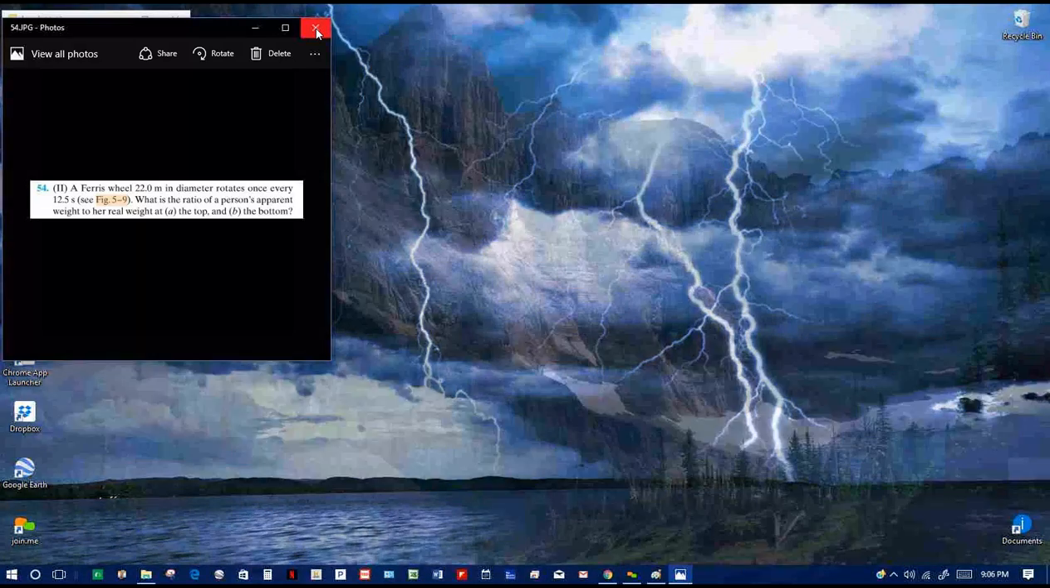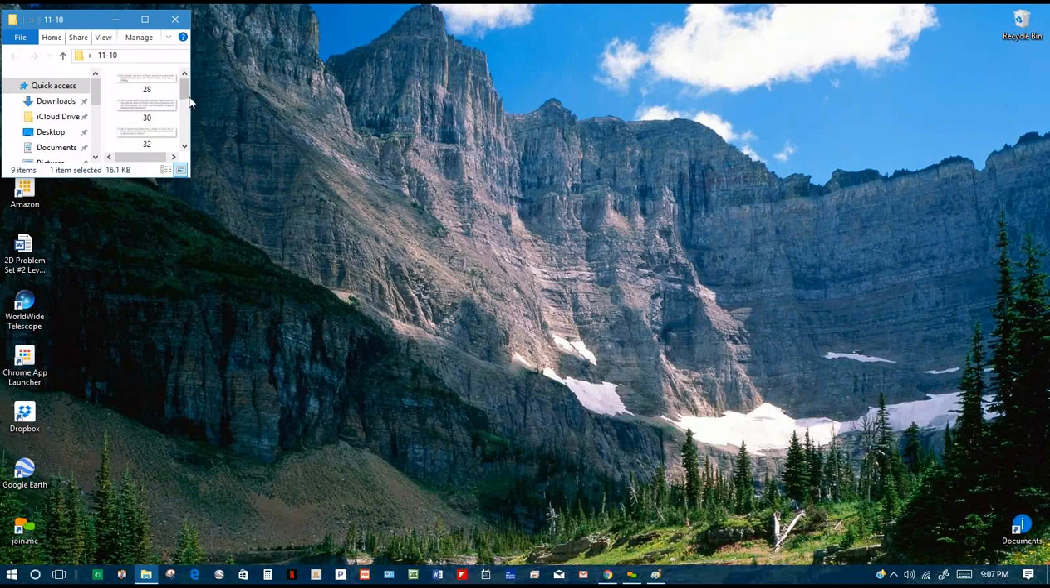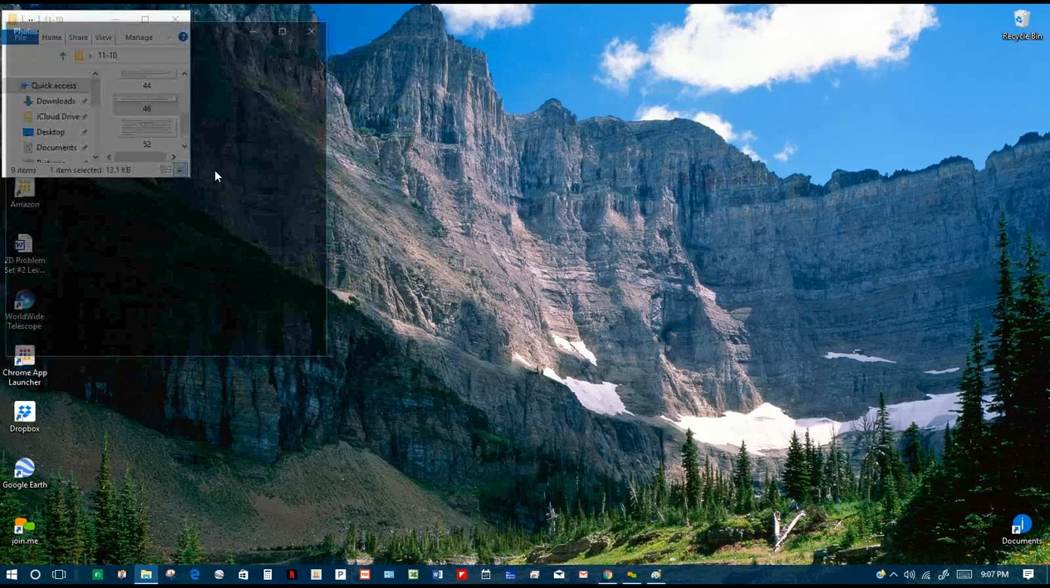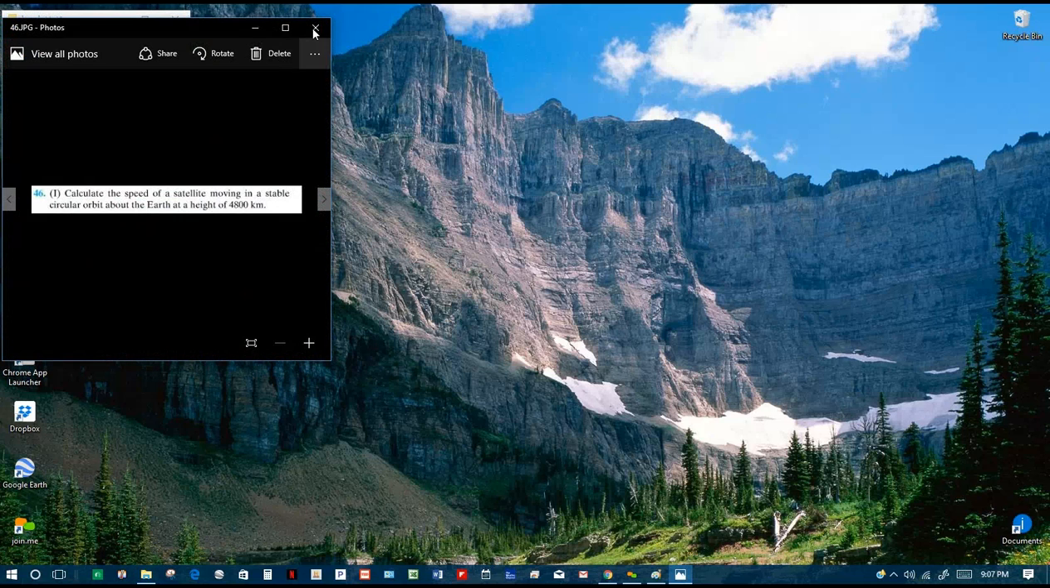All right. So 54 is completely different from the Ferris wheel problem. But I know that at the end here, there's a couple problems related to planets. This one here, near Earth orbit, and 46, another one. There are all these very subtle things. So do the best you can, but keep working hard, and I'm proud of you. You're doing a great job. Don't give up on it.